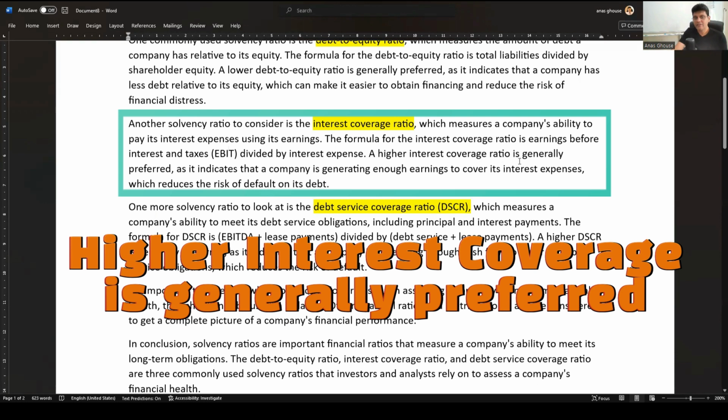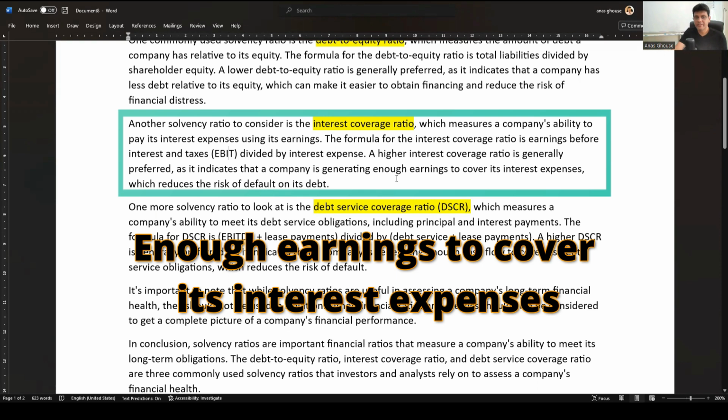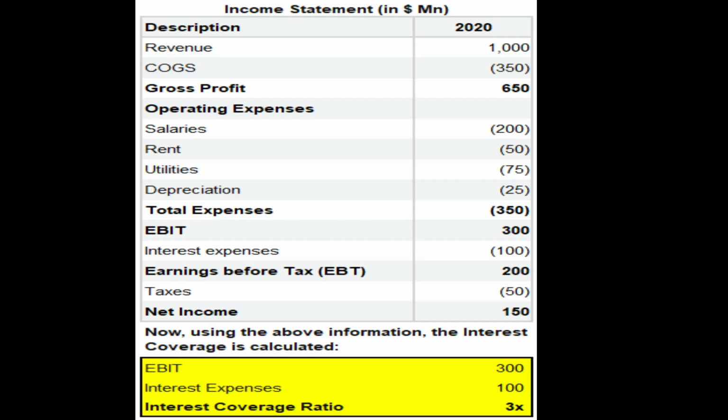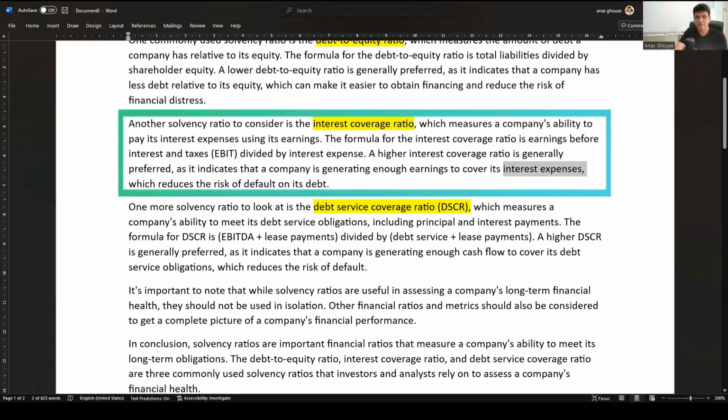A higher interest coverage ratio is generally preferred as it indicates that a company is generating enough earnings to cover its interest expenses. For example, let's say the company's earnings are 300 million and interest expenses are 100 million. So 300 million divided by 100 million will be 3 times. Interest expenses are covered 3 times by the company's earnings, which reduces the risk of default on its debt. So that is the second ratio.